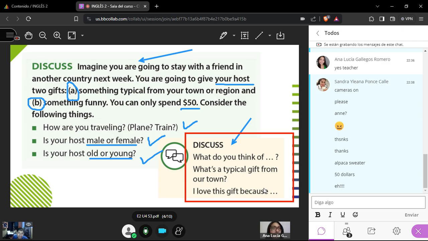The pricing is for the host, eh? Yes, we are planning to give something to the host, a present.